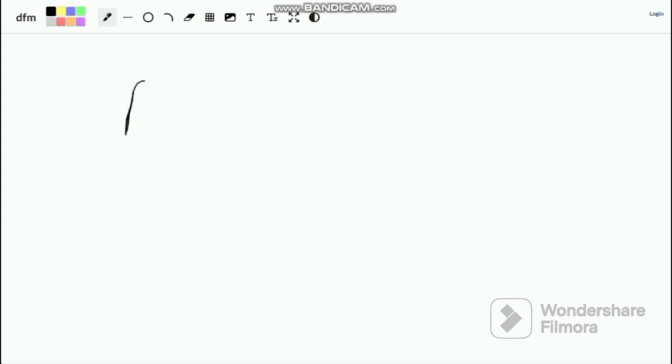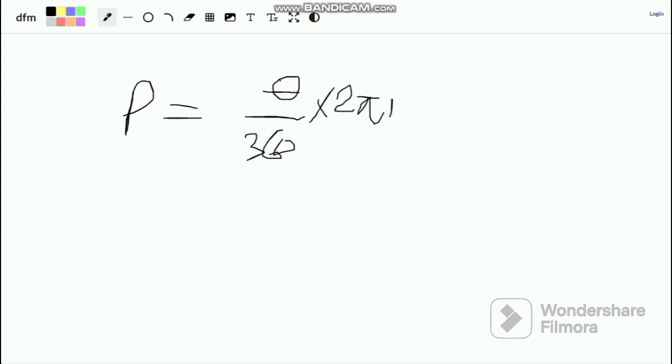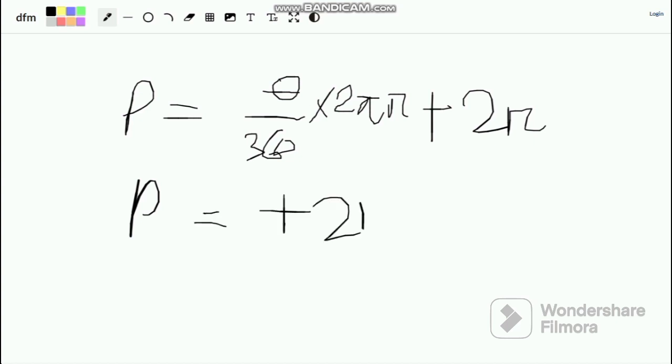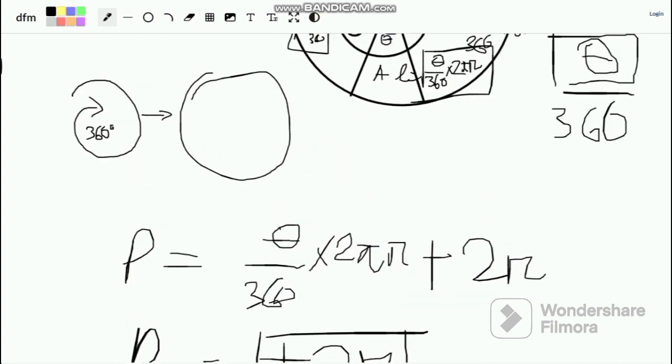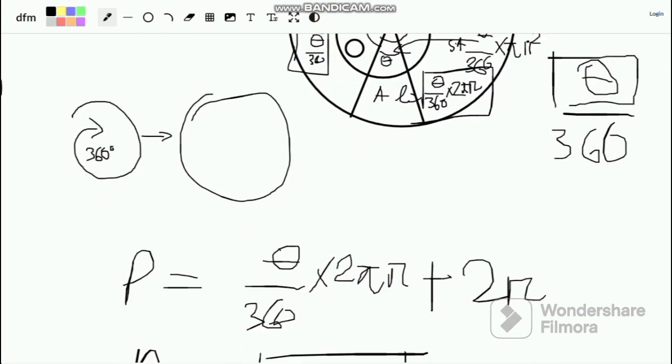What's the perimeter? We have the arc length, which is theta divided by 360 times the circumference of a circle, which is 2 pi r. We just add 2r. For any sector perimeter formula, you just add 2r as an addition. So that's basically everything for sector area and arc length.